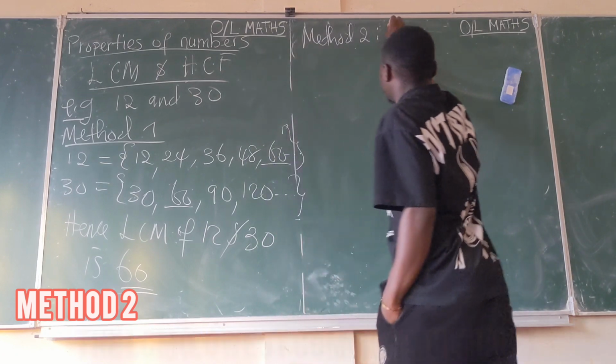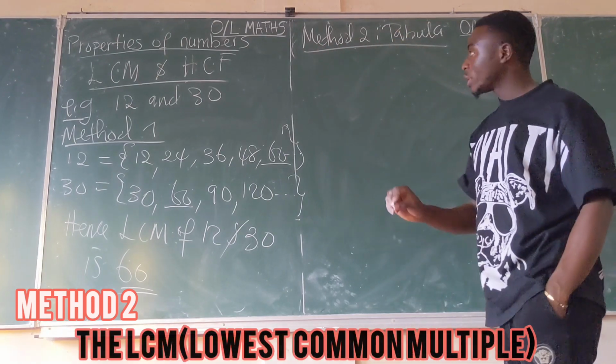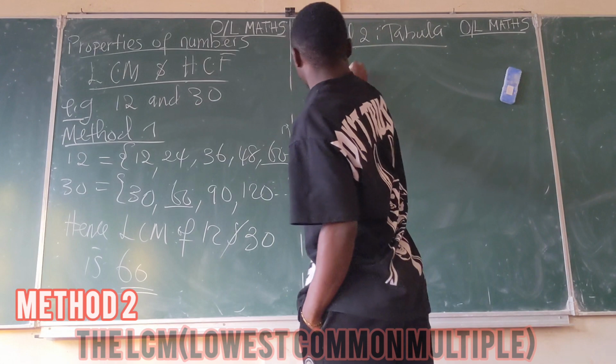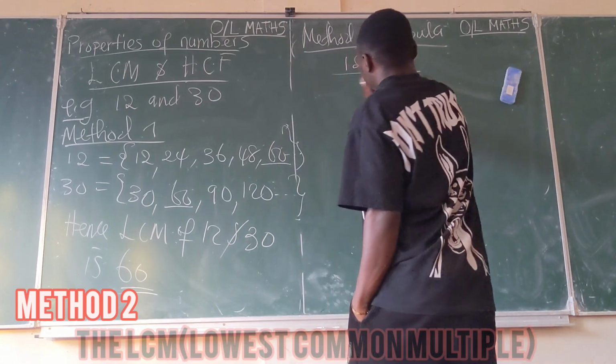Now, method 2, we are going to be very brief. Method 2 is the tabular method. That means we are going to use the table to work this out. Now, the first thing for you to do is to write the numbers. We have 12, we have 30, okay?